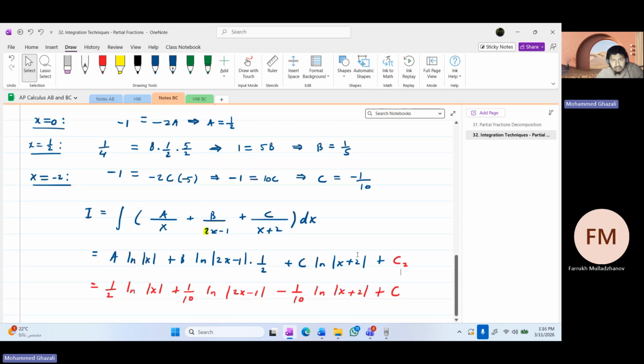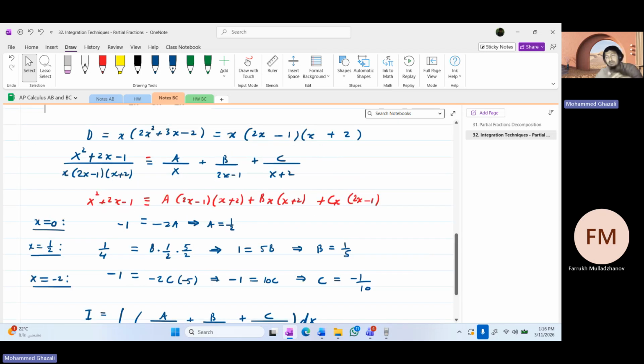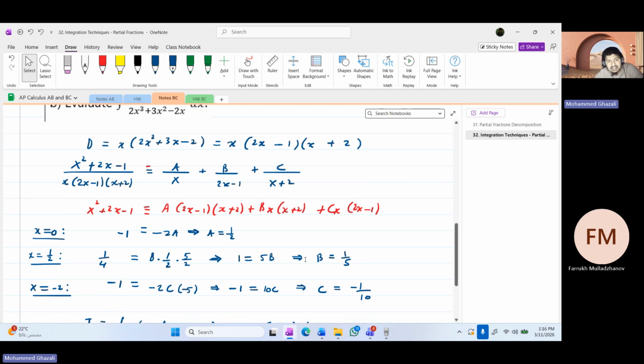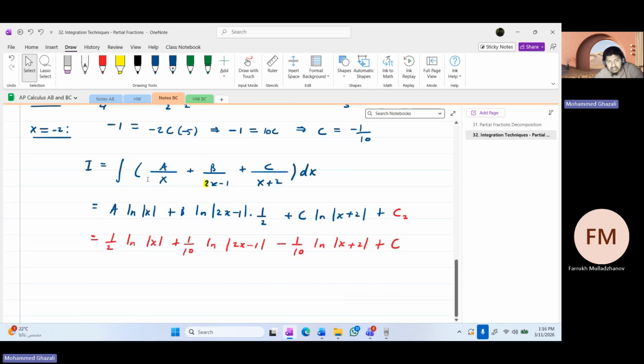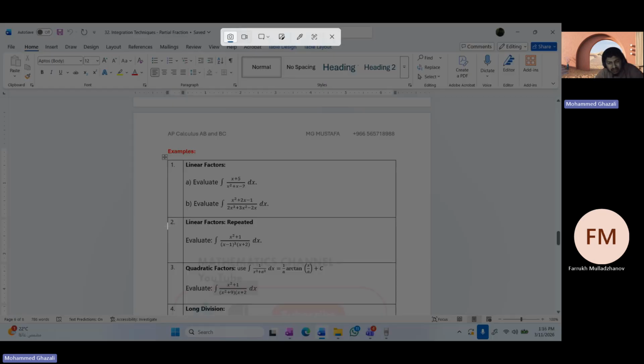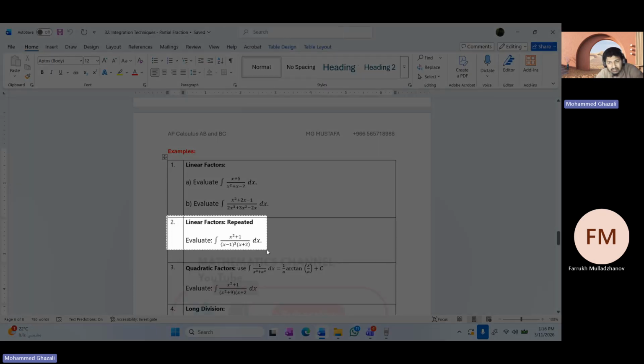Are we good, Farouk? You understood everything? Yes, sir. Right. Quite simple because you understood partial fractions from the previous lesson. That's why it's easy now. And you know exactly where these values a, b, c are coming from. I'm just doing one example of this linear repeated, right? So let's see if you can solve this.